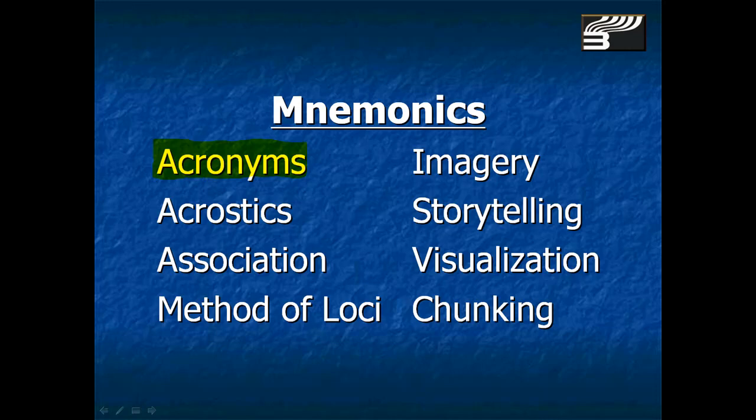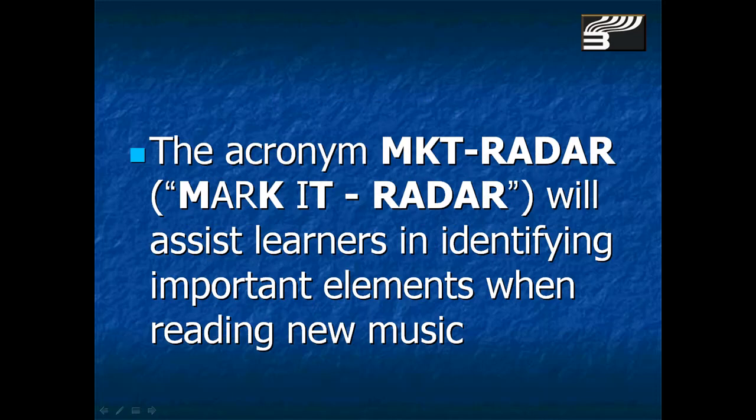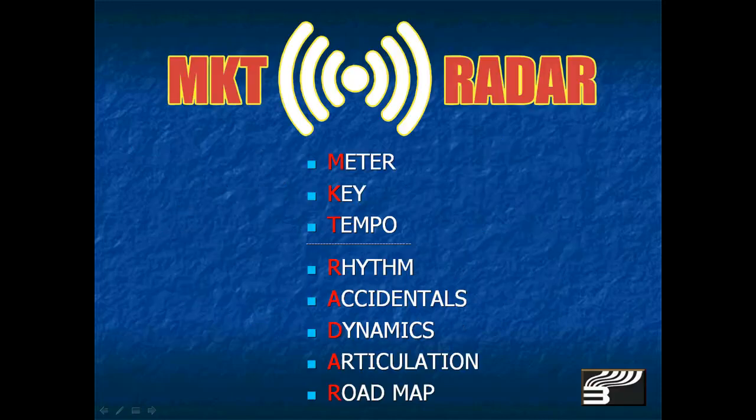The acronym Market Radar represents an easily recognizable approach which will allow students to efficiently prepare for sight reading. In this graphic, using the Market Radar symbol found throughout our sight reading series, you can see each of the defined elements of music literacy which should be examined when sight reading. Let's look at each of these elements independently.